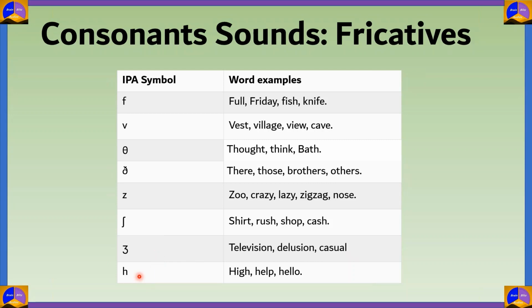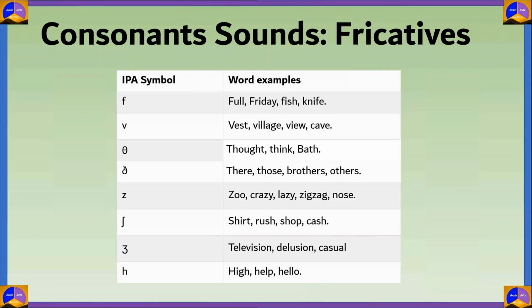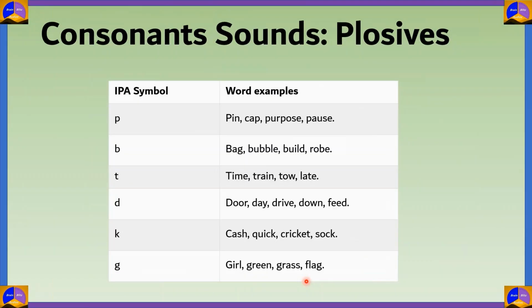And the final fricative is the h sound. Now, this sound does not require any vocal strain. However, the sound does come from the throat. It's when you open your mouth without any obstructions and then you pass air through it. So this is the sound that you get. Now, words that use the sound include hi, help, hello, etc. So that concludes fricatives.